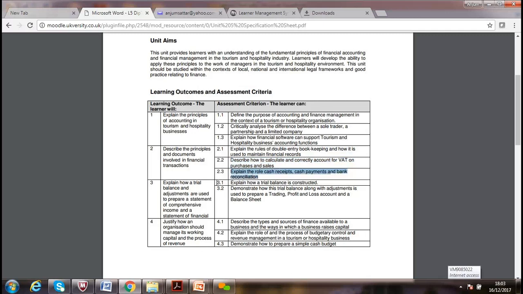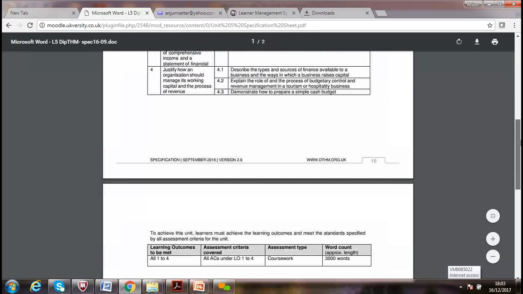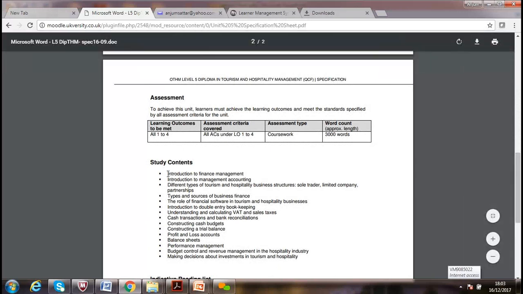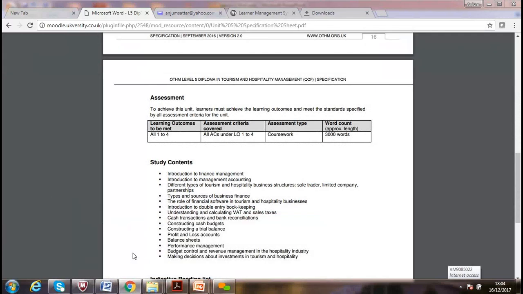Then we'll go through the different sorts of financial statements normally prepared in accounts. LO3 and LO4 will discuss sources of finance, where we can get the money, how we can make the budget, and how we can effectively prepare our cash budget by using templates. These are all the key elements we're supposed to cover within this unit. Any questions? No, that's fine.